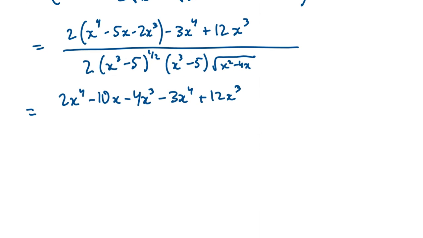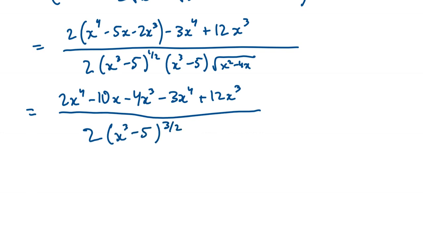Over 2x cubed minus 5 to the 3 halves. 1 half plus 1 is 3 halves. This is x cubed minus 5 to the 1. This is x cubed minus 5 to the half. So I can simplify them. I'm going to factor this.